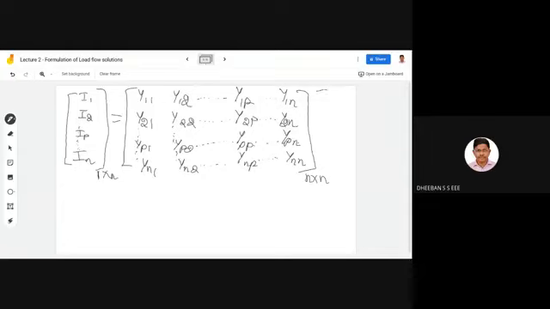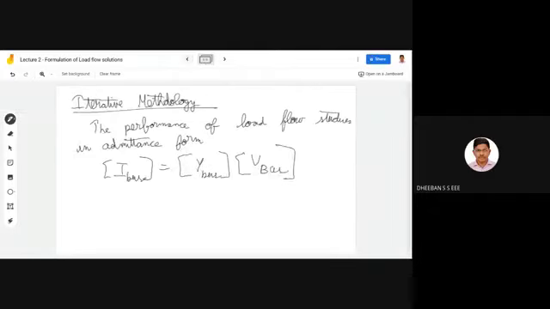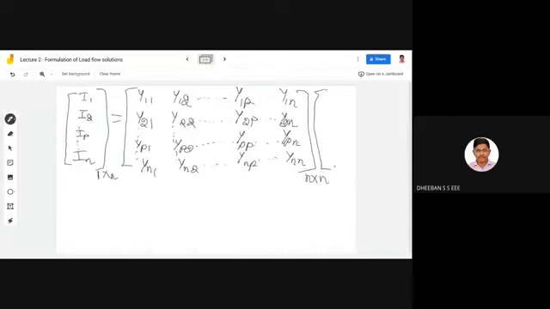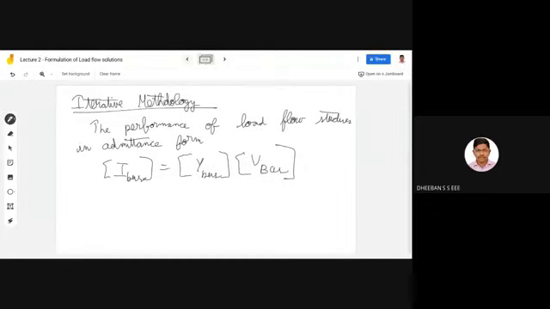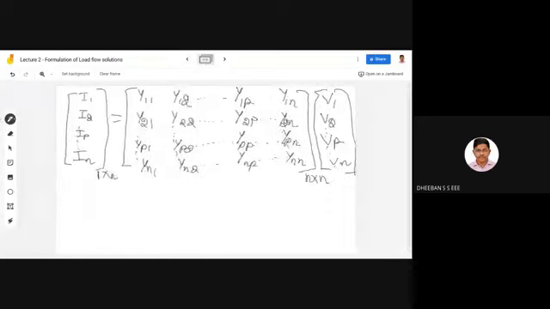As per this, you have defined your Y bus, and now you have to define your V bus. It will be V1, V2, moving to VP, moving to VN. So now we have converted this matrix equation into the matrix format. Up to this I hope you are clear. After this, what you have to do is multiply inside.